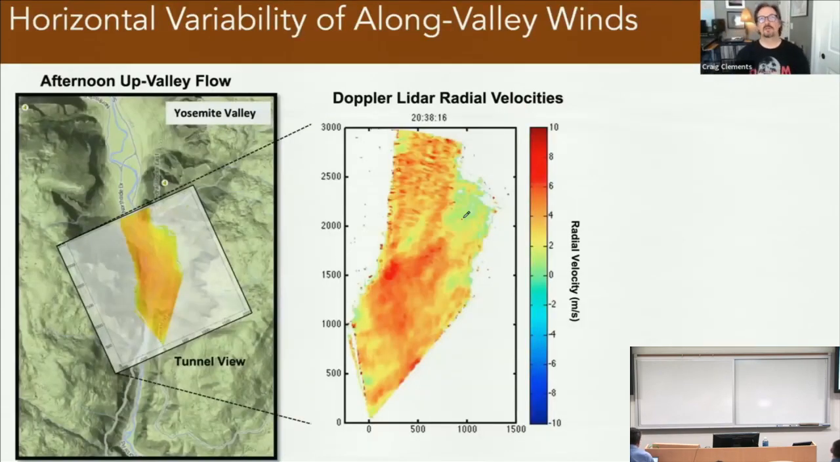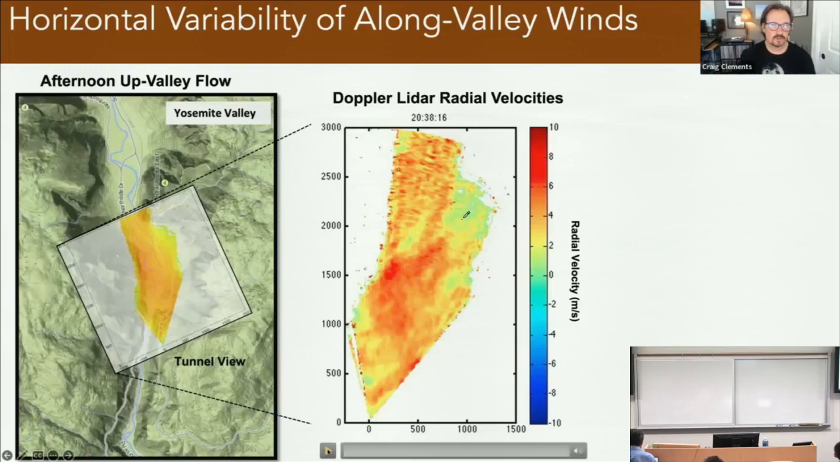Another issue is, so we're talking about vertical changes in wind speed, but what about horizontal changes? So horizontal variability of a long valley wind. So we deployed our LiDAR to Yosemite during the Rim Fire. I can't remember when that was, 2013. And we were able to do some horizontal scans across Yosemite Valley.